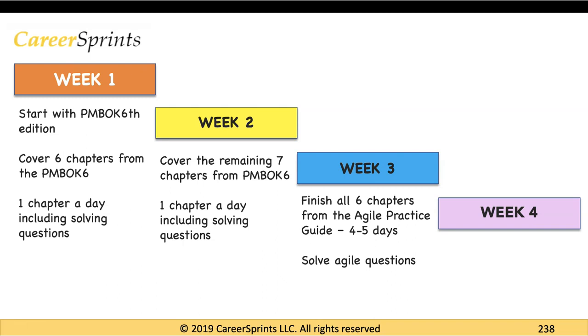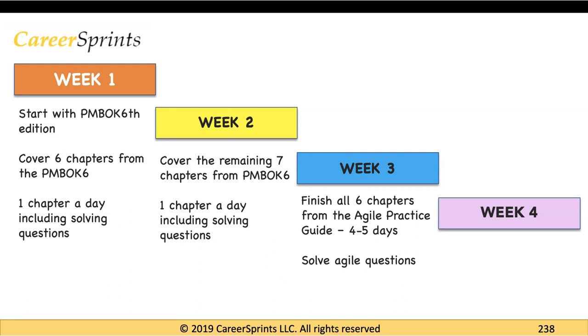The Agile Practice Guide primarily has 6 chapters, and you must go through all the 6 chapters from the book. Again, you will follow the same process. You will watch the videos if you're using an e-learning course. You will skim through the chapter from the Agile Practice Guide. You will solve questions and you will review your answers.